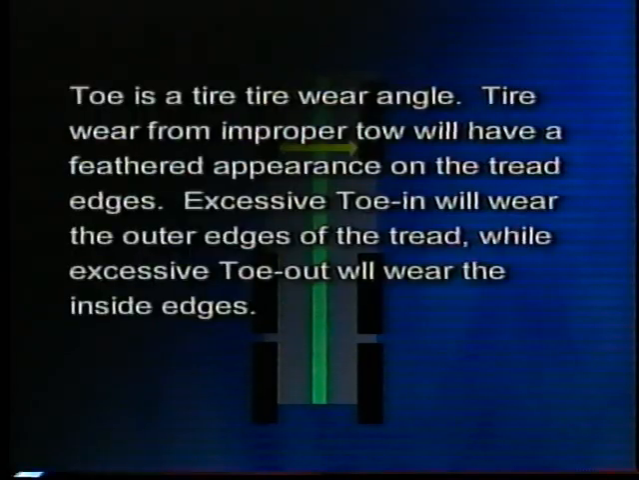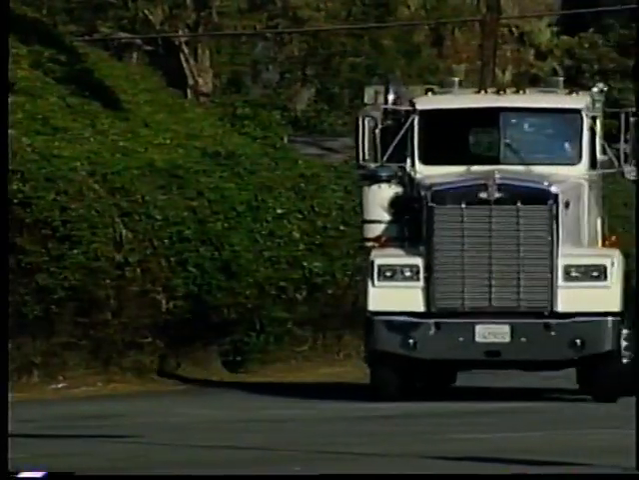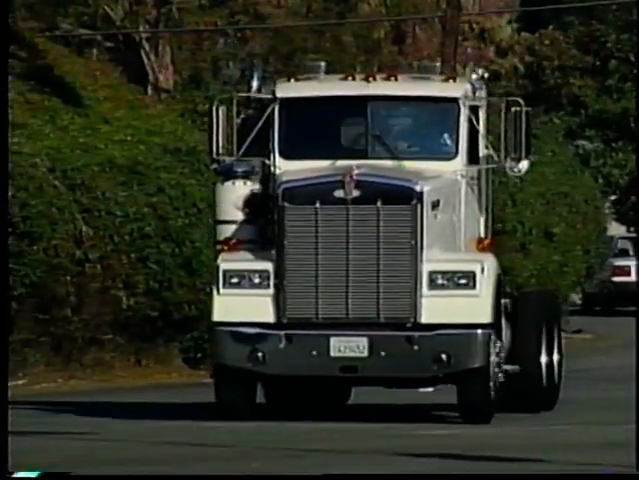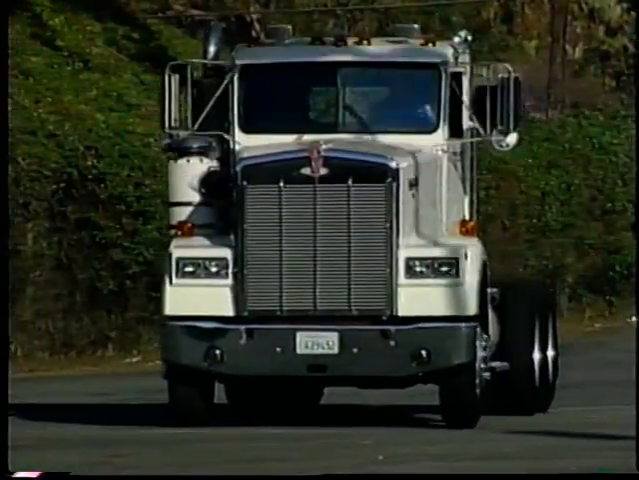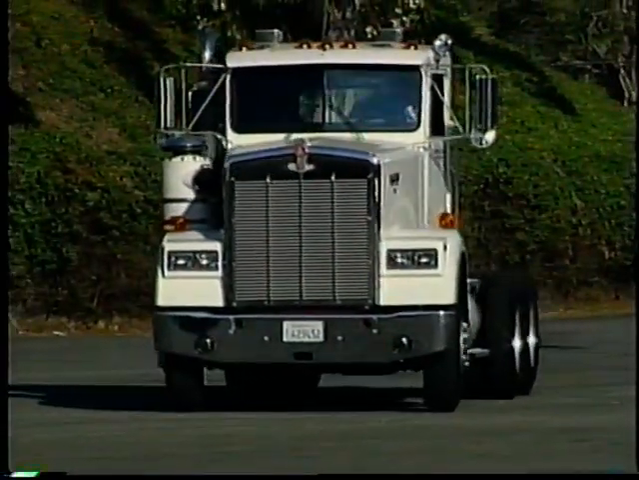Toe is a tire wear angle. Tire wear from improper toe will have a feathered appearance on the tread edges. Excessive toe-in will wear the outer edges of the tread, while excessive toe-out will wear the inside edges. If camber and caster are correct, concerns about a vehicle pulling to one side are usually related to excessive toe-in on the side opposite the direction of the pull.